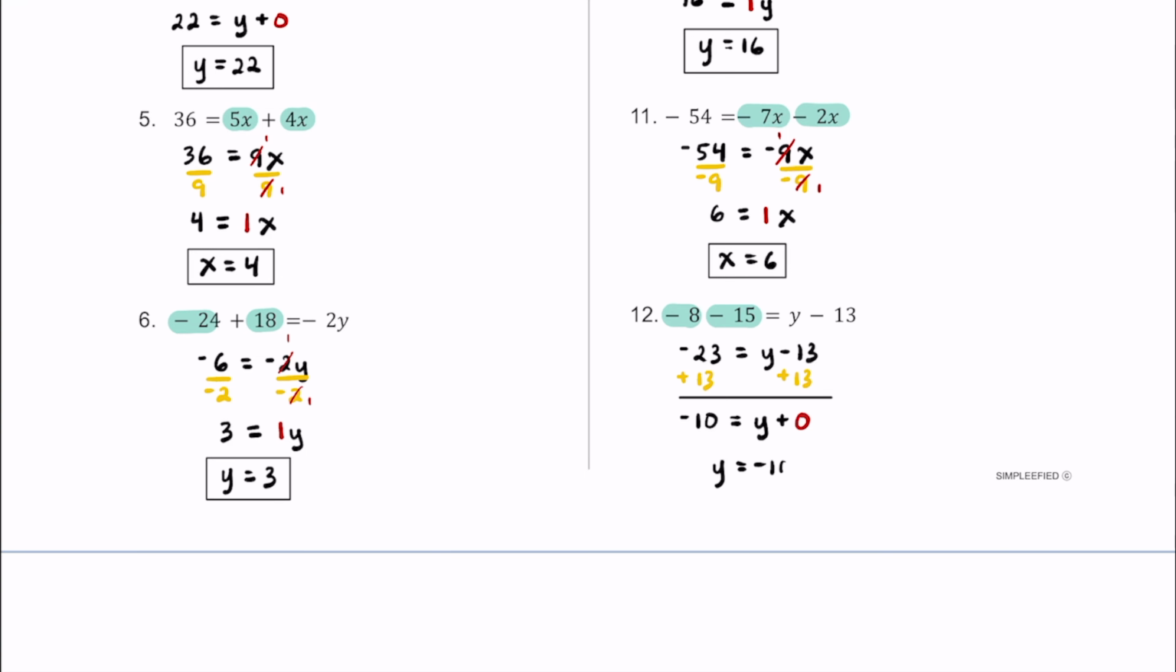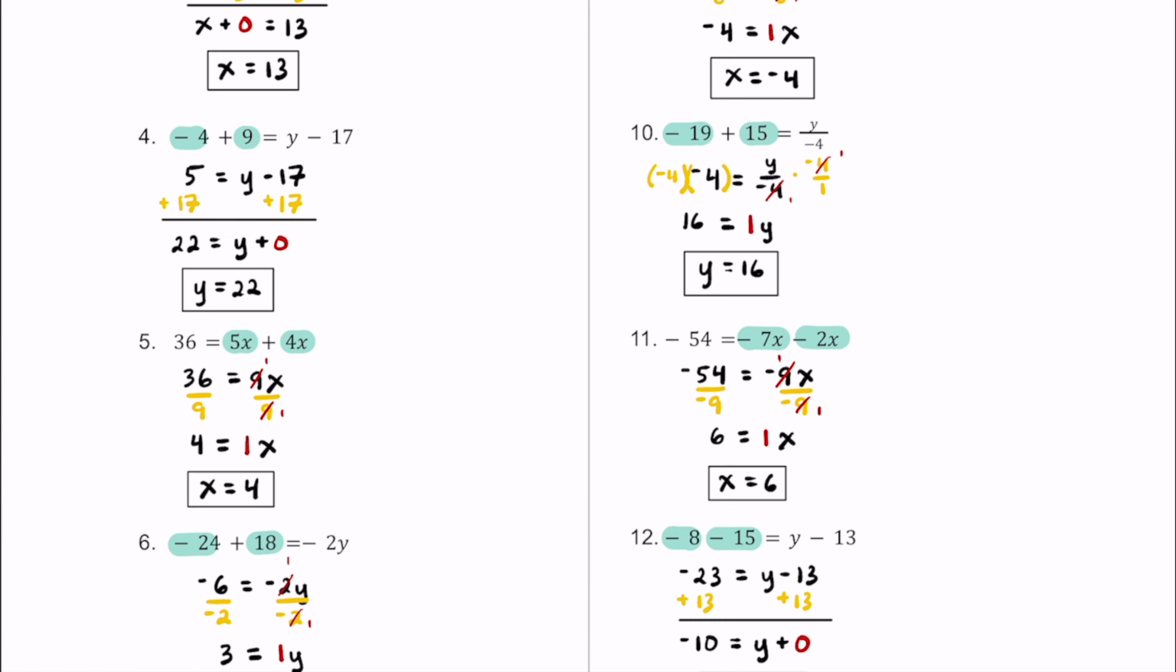Checking our solution, we can plug in negative 10 into the original equation on the right side. Negative 10 take away 13 is negative 23, which makes sense because negative 8 take away 15 is also negative 23. So this hopefully makes sense.